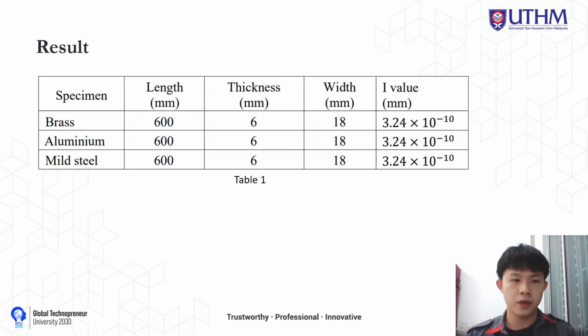For the results obtained, they are tabulated in table 1, and for the specimens of brass, aluminium and mild steel, they have the same length, thickness, width and I value. Their length is 600 mm, thickness is 6 mm, their width is 18 mm, and the I value is 3.24 times 10 power of -10.